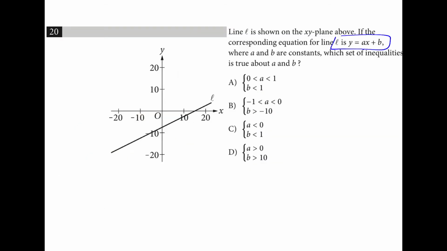We're told the equation of this line is AX plus B. This line has a positive slope, so A is not less than 0, like these two suggest. And our B value, which is where we cross the y-axis, is maybe here at like negative 8. So this one doesn't work either. A is the best choice.